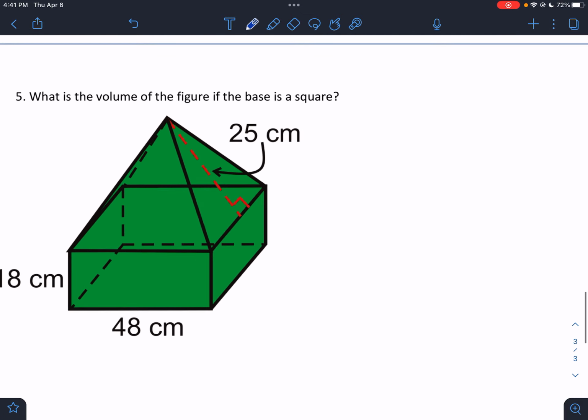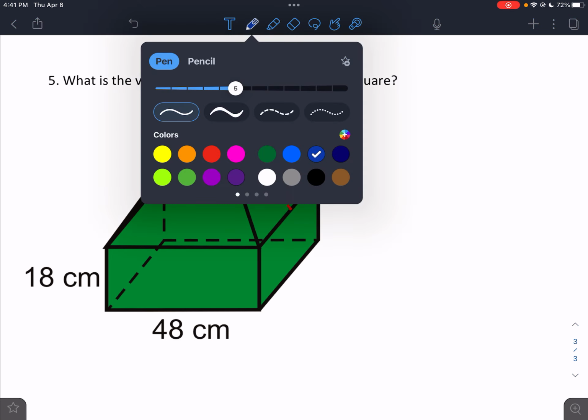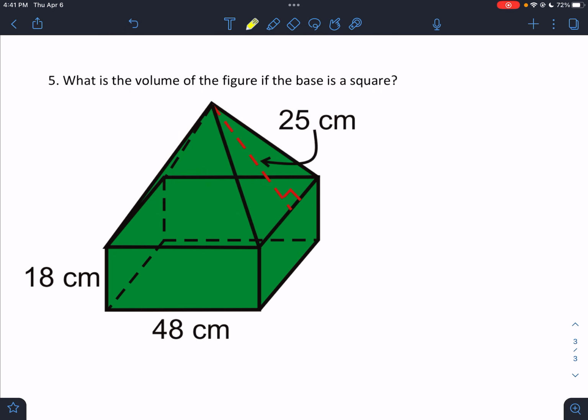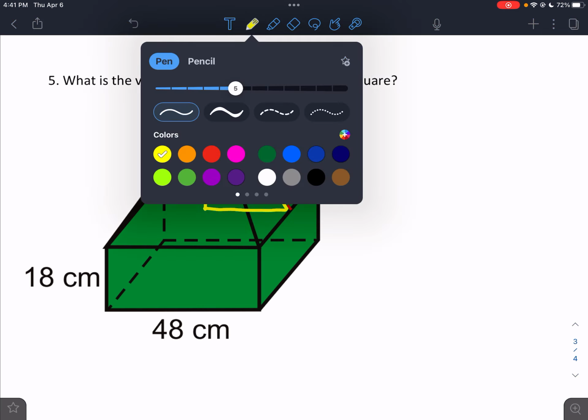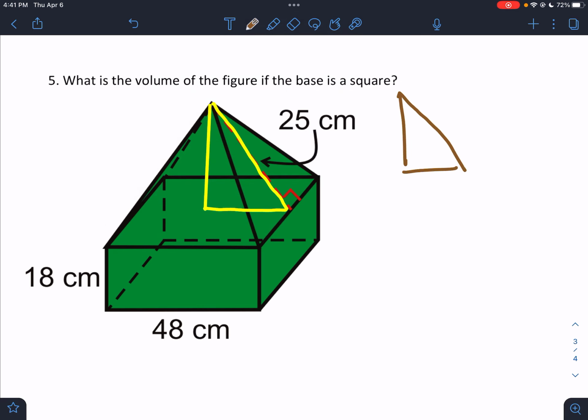All right. I really want you to try to do this one by yourself. We've talked about this a lot, so hit pause and try to solve this question. But what is the volume of the figure if the base is a square? We have to know this. This is the height. They gave us the slant height. We have to understand that's connected by the apothem. Because it's a square, the apothem is pretty easy to get. But that's not always the case.